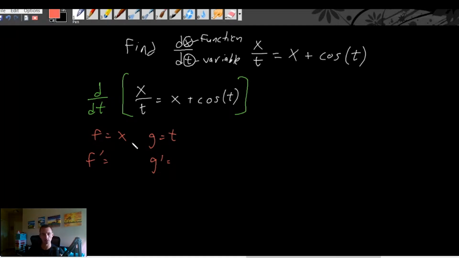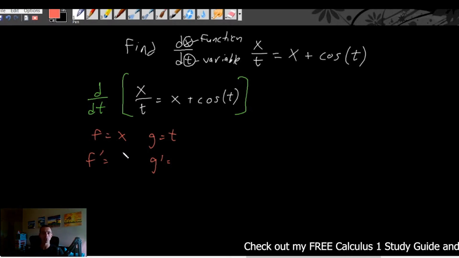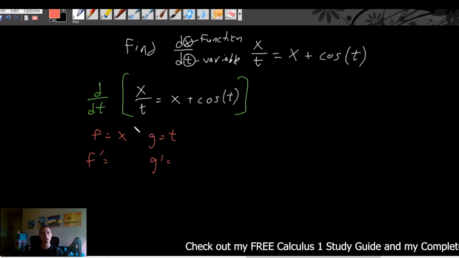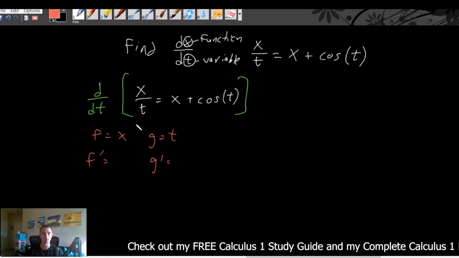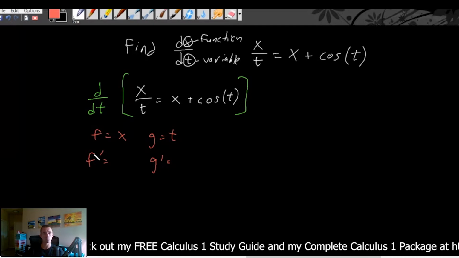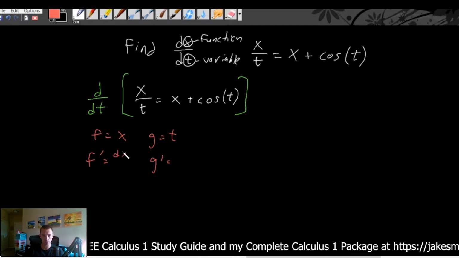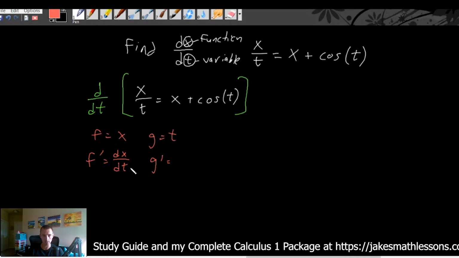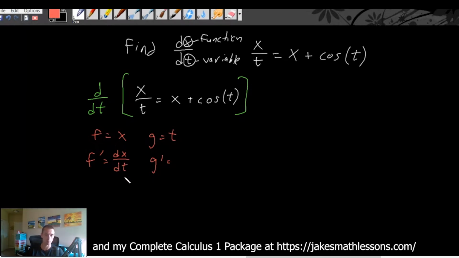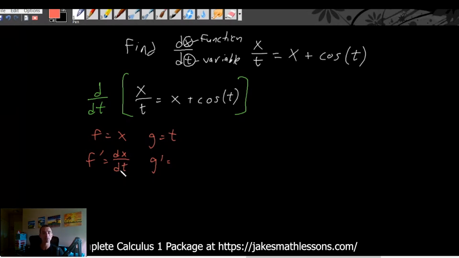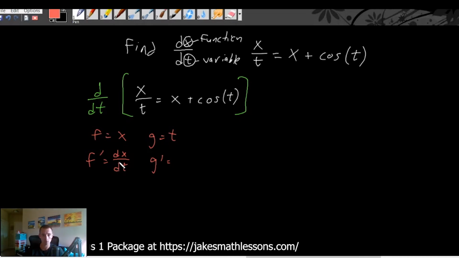So since x is a function, an unknown function of t, the derivative of x is not just going to be 1. That would be the case if we were taking the derivative with respect to x. But since we're taking the derivative with respect to t, we need to treat x as a function. If x is an unknown function of t and we take the derivative with respect to t, the derivative of x is just going to be the derivative of x with respect to t. dx dt literally just means the derivative of x with respect to t. We don't know x, so we can't know x's derivative either, but we can say the derivative is dx dt.